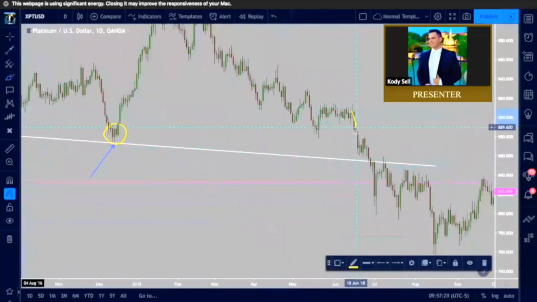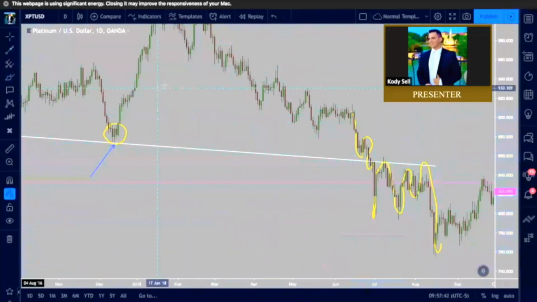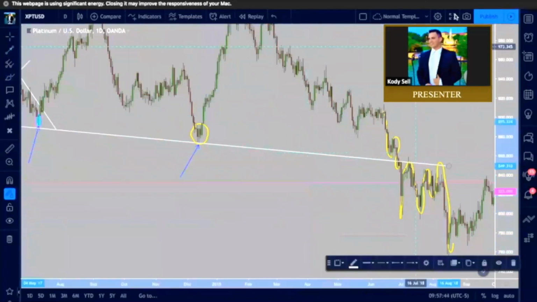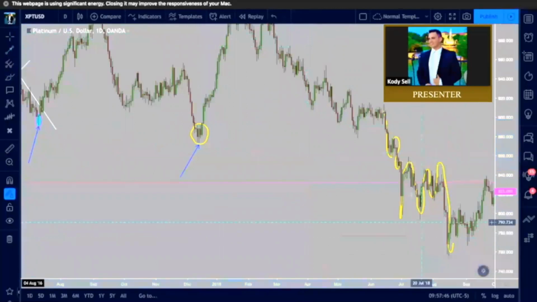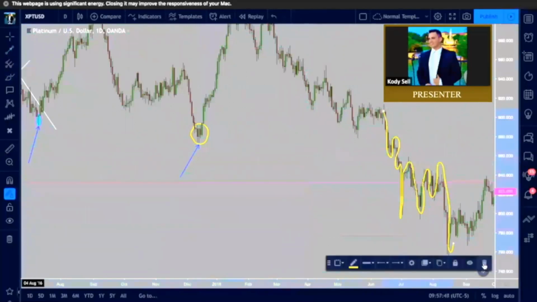We're coming down, find a little bit of support, break through, find resistance, and drop hard. Come back up, still holds its resistance, drops hard. Come back up, resistance. Come back up, resistance. Drop, drop, drop. Incredible how price is playing between these diagonal support and resistance levels.